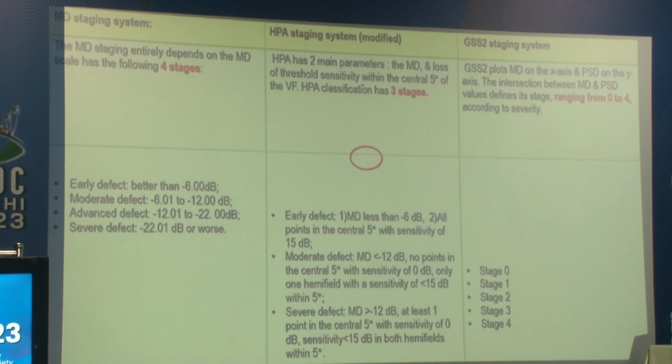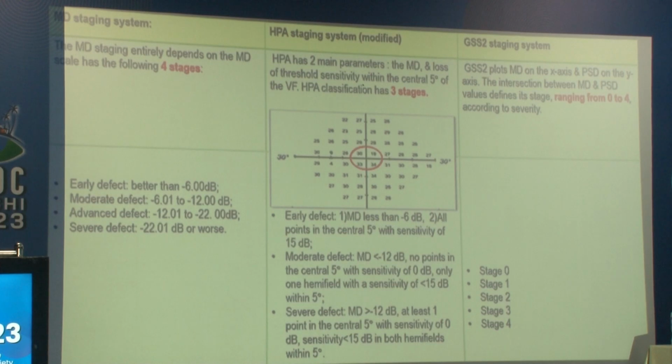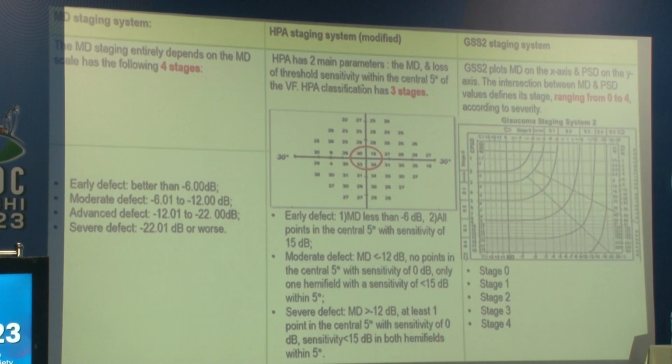Now, we adopted the modified Hodapp-Parrish-Anderson system, and it has 2 main parameters: the mean deviation and the loss of threshold sensitivity within the central 5 degrees of the visual field. HPA classification has 3 stages. Now, GSS2 plots the mean deviation on the x-axis and pattern standard deviation on the y-axis. The intersection between mean deviation and pattern standard deviation value defines its stage ranging from 0 to 4 according to severity.